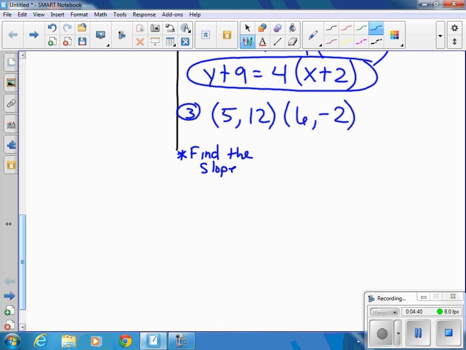And that's where we use our y2 minus y1 divided by x2 minus x1. Right? So in this case, that's going to be -2 minus 12 divided by 6 minus 5. -2 minus 12 is -14. 6 minus 5 is 1. Your slope value for this problem is -14.